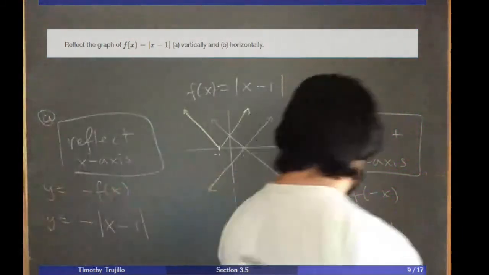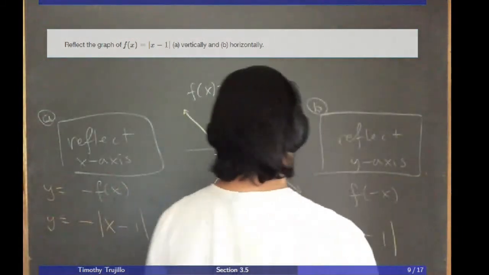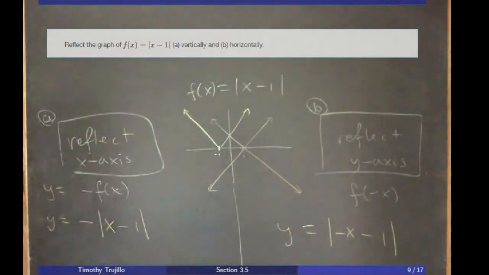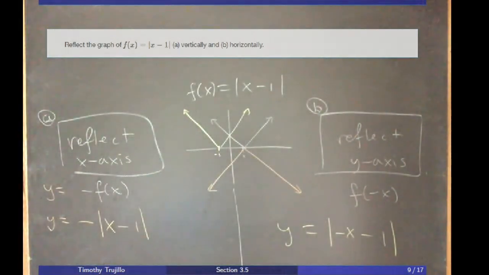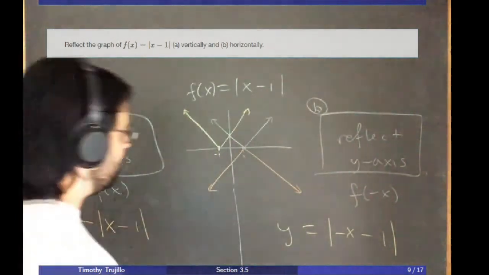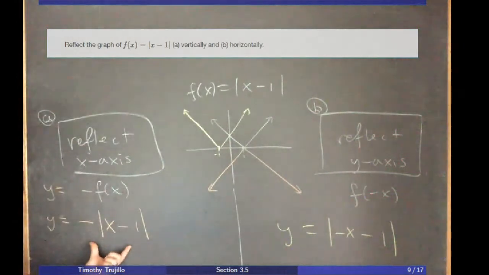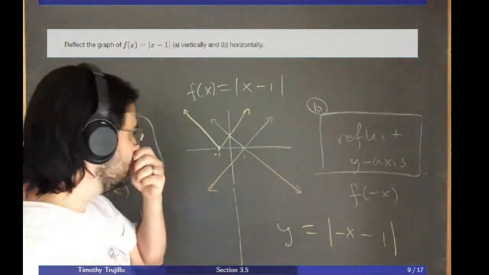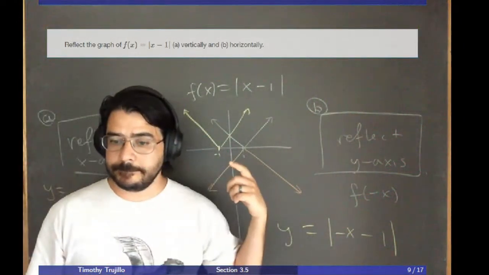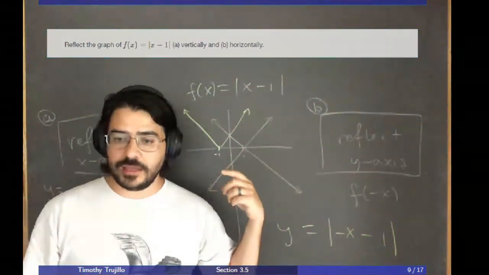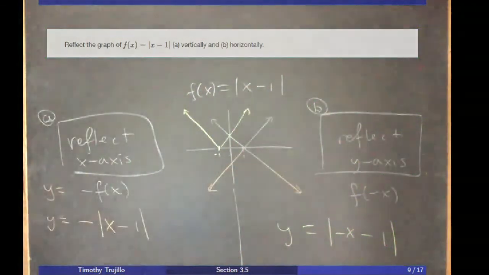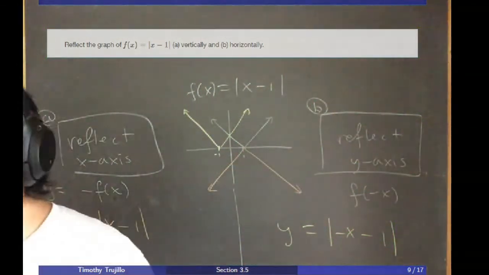You either replace x with negative x or you replace y with negative y. Now, some functions will have the feature that when you try to compute this, or this one as well, they're exactly the same. Okay? And what that means is that they have what's called symmetry.